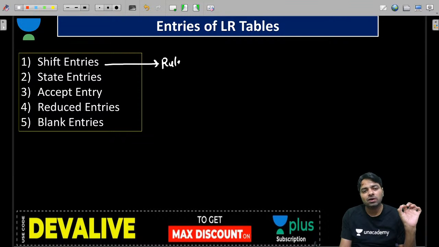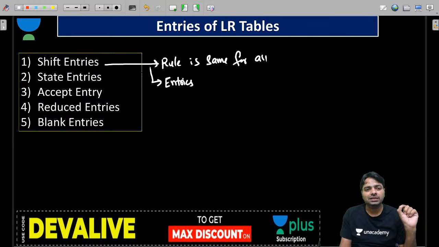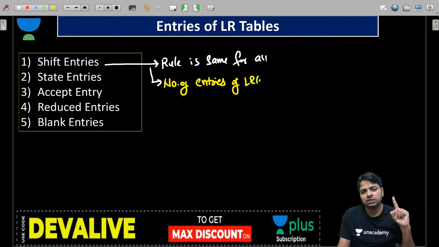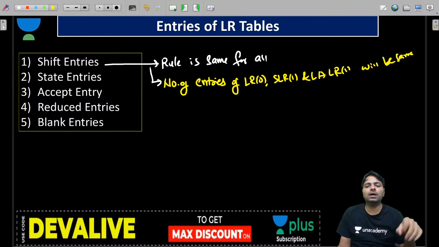Rule is same for all, but the number of entries is same only for the first three. If you are taking the same grammar, the number of entries of LR0, SLR1 and LALR1 will be same. Only CLR1 may have more.